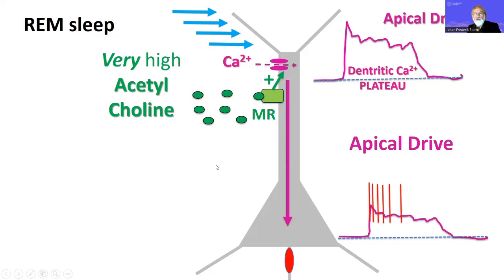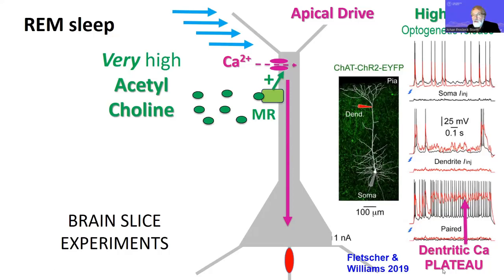And the evidence for this comes from Australia, from the Fletcher and Williams paper 2019 in Neuron, where they activated the cholinergic fibers of the dendrites and then saw that they could then easily trigger the large plateau potential in the dendrites. It's translated to high frequency firing in the soma and axon.